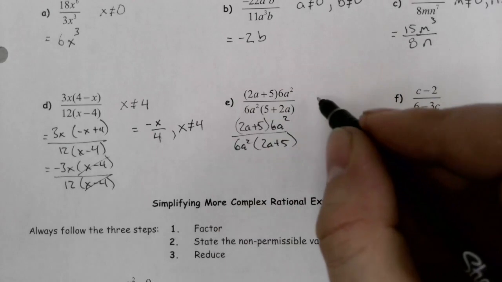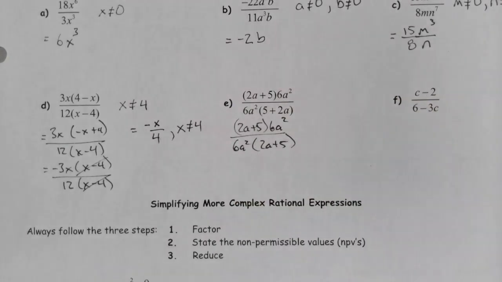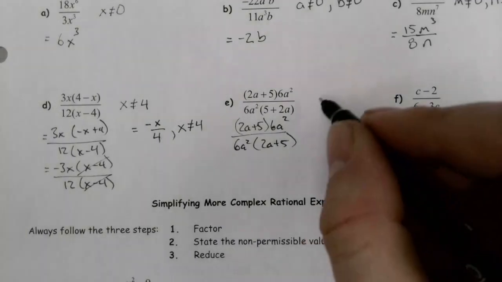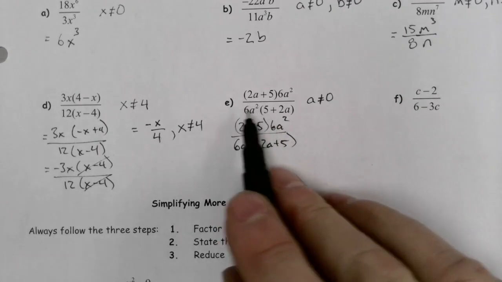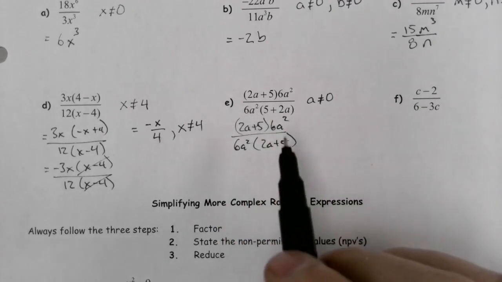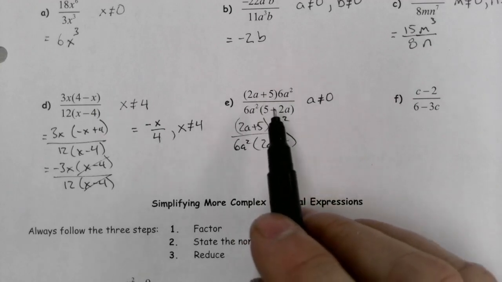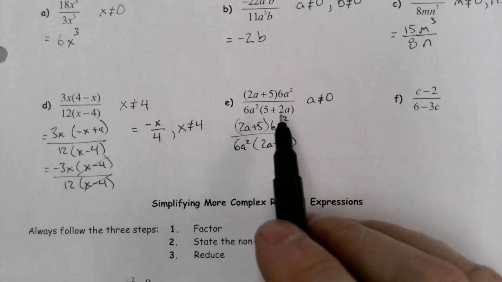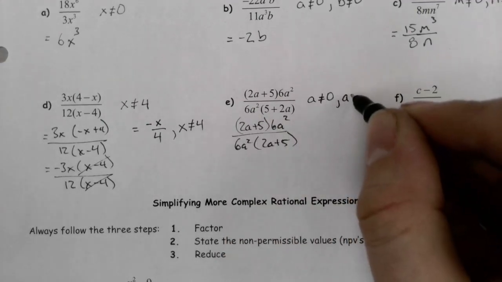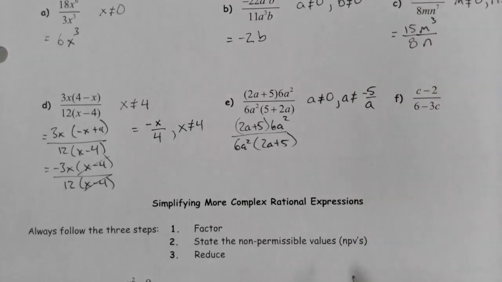When I take a look at those factors in the denominator, 6 isn't the problem, but this a being squared is. And I can't let a go to 0 because 0 squared is going to be 0, and that'll cause the whole thing to go to 0. But I also can't let this term go to 0 here. Now, if I set that equal to 0, remember, I'm going to bring the 5 over. It'll become negative 5, and then I'm going to divide by 2. So a can also not equal negative 5 over 2. And the more comfortable you get with solving, the easier that gets here.